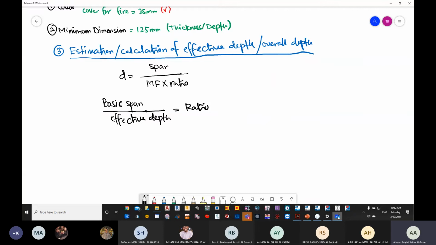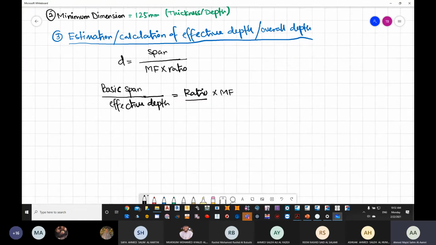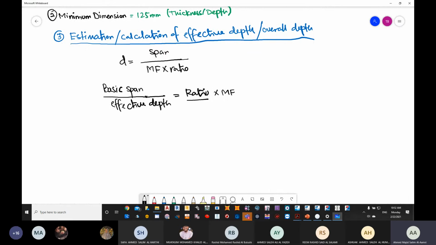Once again, you are having a ratio, but this ratio should be multiplied by a modification factor. Now, if we rewrite this particular equation to find the effective depth, then you can see that your effective depth multiplied by ratio multiplied by modification factor is equal to basic span.